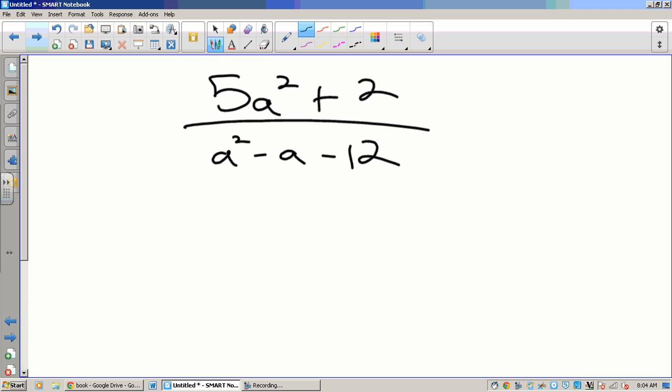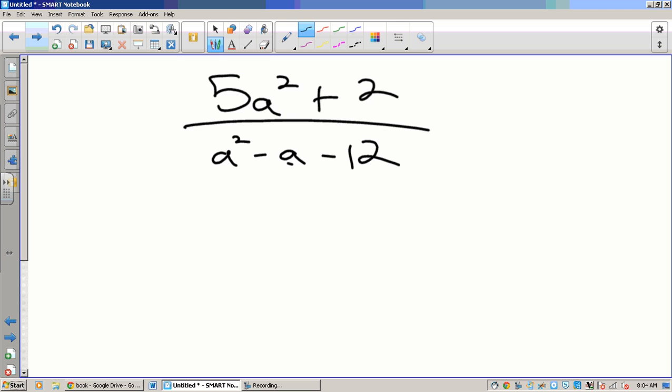Okay, the a squared is correct. Next, I'm on the bottom. You can't subtract those. They're not like terms. A to the second and a to the first, those are not like terms. It goes back to chapter 8. If that was a to the second minus a to the second power, you could subtract them.